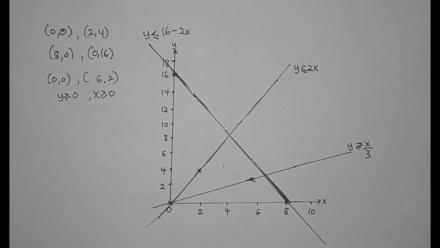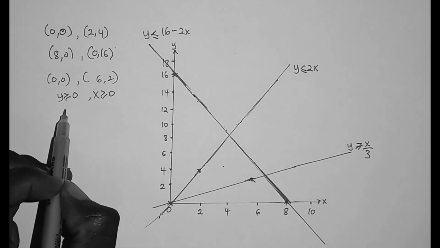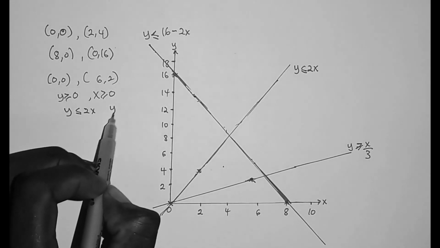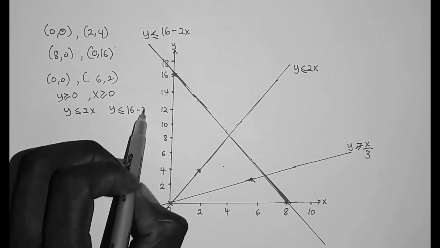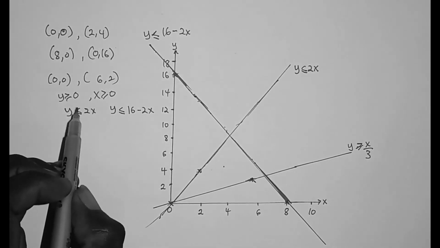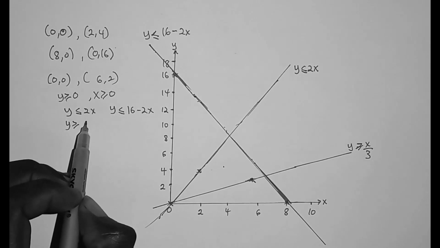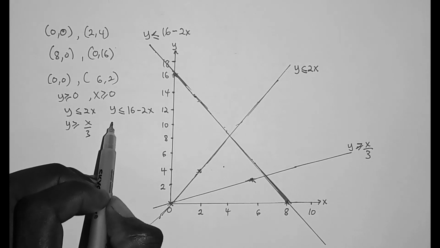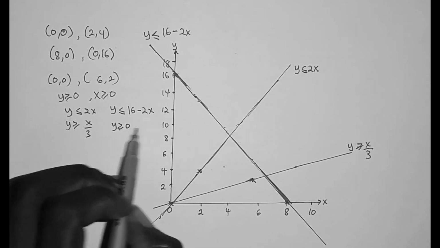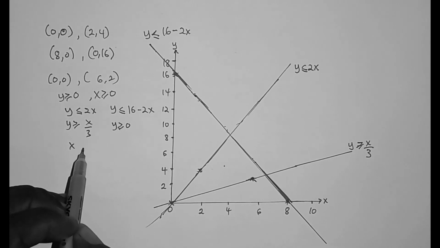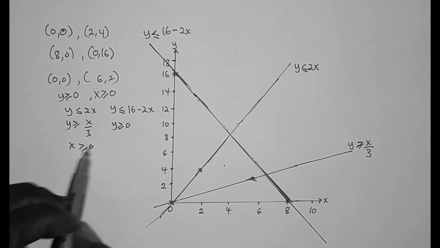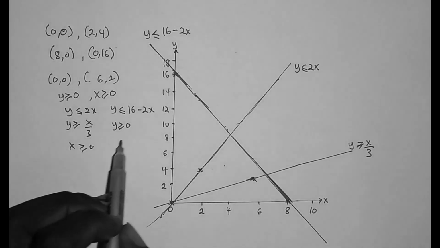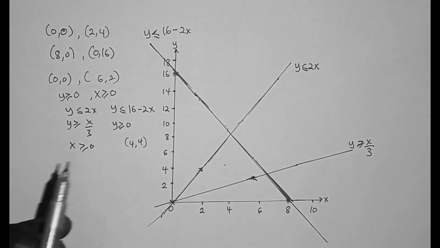So let's test 4, 4 with our inequalities. Remember, we're given y is less than or equal to 2x. We're also given y less than or equal to 16 minus 2x. Then we're given y greater than or equal to x over 3. Then we're also given y greater or equal to 0 and x greater or equal to 0. So we are using the point 4, 4. Let's test it.